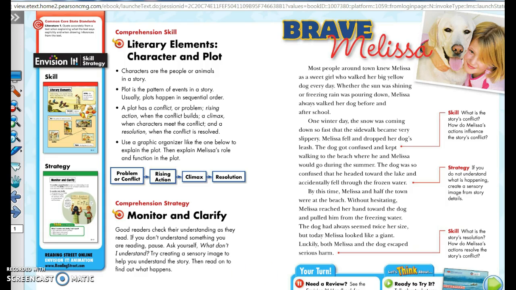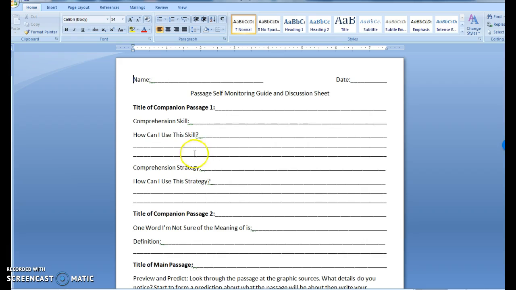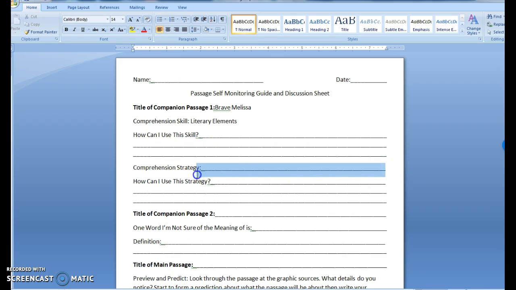On your discussion guide, you want to write these down. So the title of our passage is Brave Melissa. The comprehension skill is literary elements. The comprehension strategy is monitor and clarify.